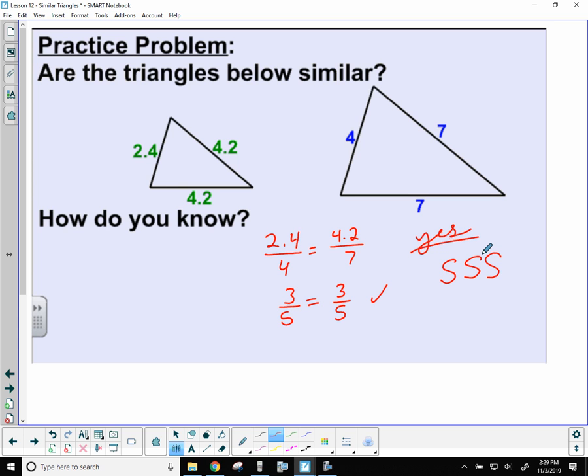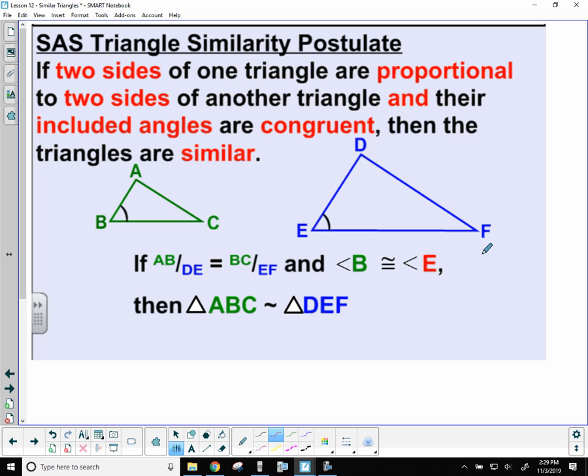SAS. I love this postulate. SAS triangle similarity postulate: if two sides of one triangle are proportional to two sides of another triangle, and their included angles are congruent, then the triangles are similar. If you want to draw the picture, like I said before, go ahead, add the squiggly worms if that helps too. So jot down what you need to. This one's going to be SAS.